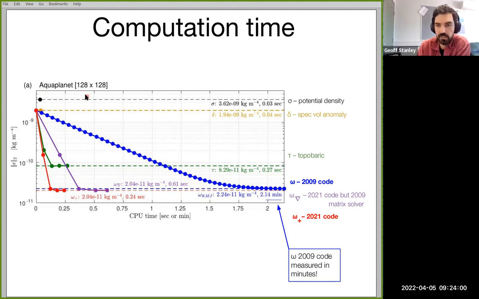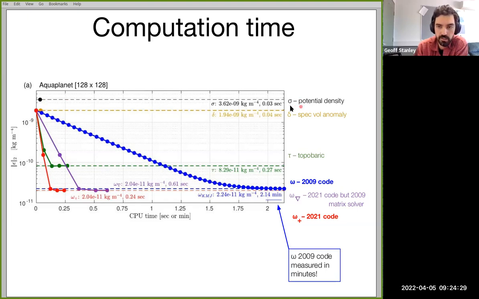So this is an aquaplanet example data set that's 128 grid points wide and across. And the y-axis is the root mean square of the neutrality error. So you want to be low down on this graph to be accurate, to have a surface that's quite close to neutral. And then the x-axis is computation time. So you want to be towards the left down here to be fast. So I'm showing you a bunch of different surfaces here.